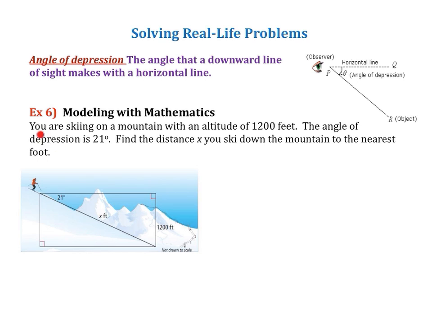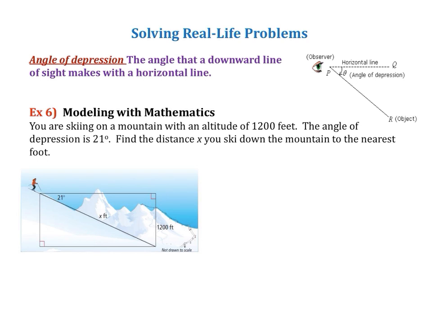So let's look at this example. You're skiing on a mountain with an altitude of 1,200 feet. In other words, you're 1,200 feet above sea level. The angle of depression is 21 degrees. So find the distance x you ski down the mountain to the nearest foot.